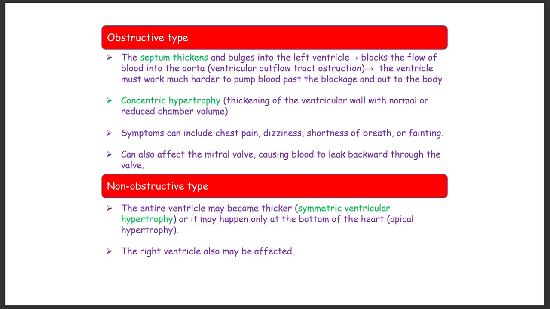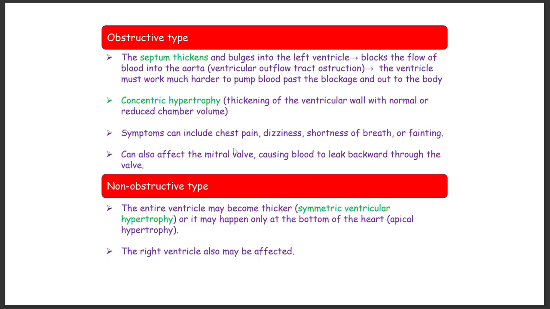There we said that there was a thickening of what? The ventricular chambers. But here the walls are thickening with normal or reduced chamber. You can see the opposite side, opposites. Some signs you can see are chest pain, dizziness, shortness of breath, fainting. It can also affect the mitral valve, and that can cause blood to leak backwards.